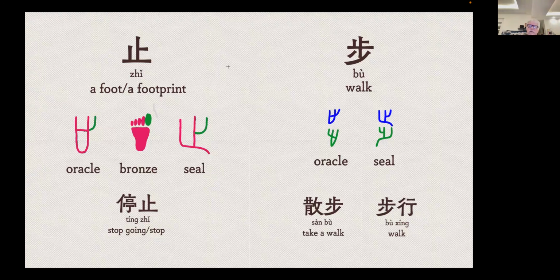So, another very common character is bu, which means to walk or to step. We can say 一步、两步、三步, it means one, two, or three steps. We can see the right and left foot in the oracle character, and we can see how it gets modified in the seal character, and in the modern character they get run together. Sanbu means to take a walk, and buxing means to take steps, or also to walk. Any questions or comments?